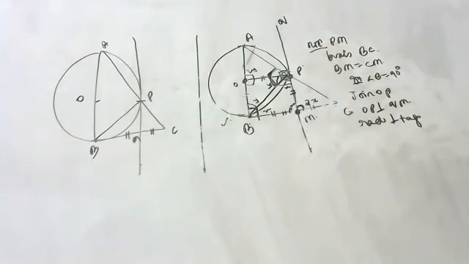Anyone in the class who can tell how to do this sum? We have to prove that this is the bisector. We have to prove that VM is a bisector.